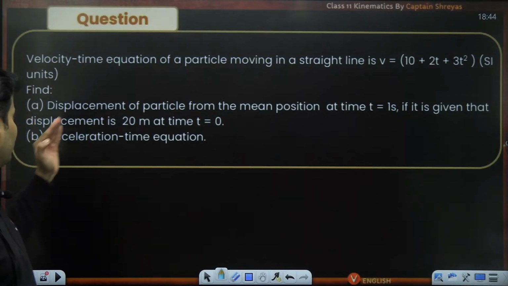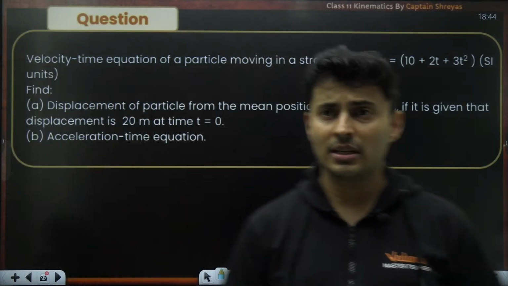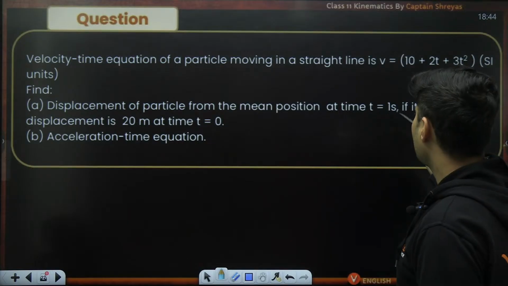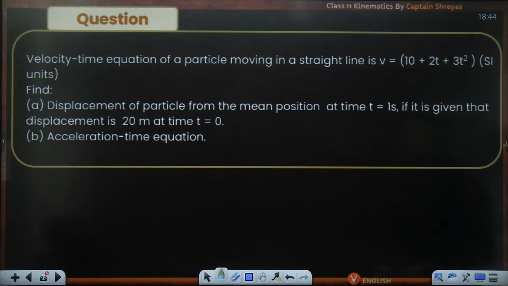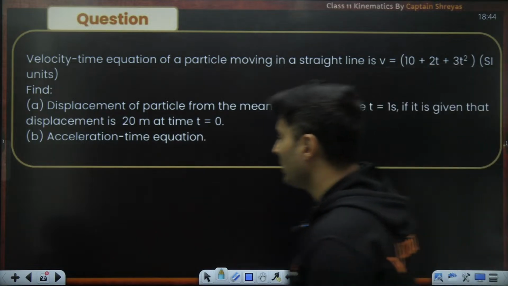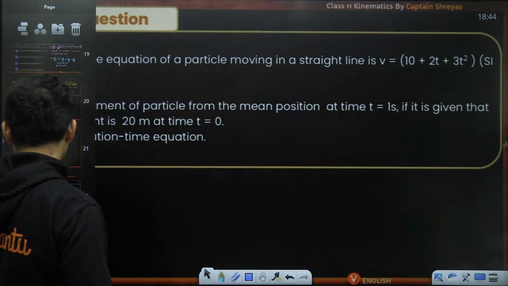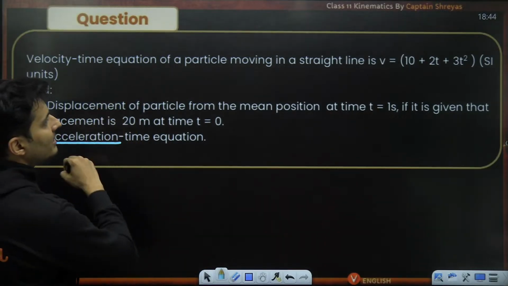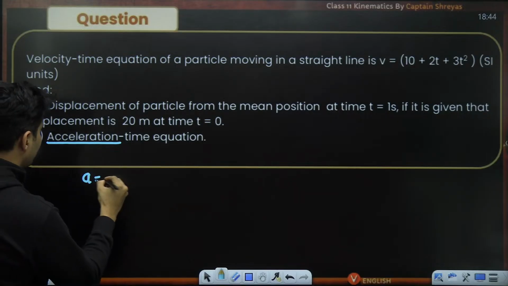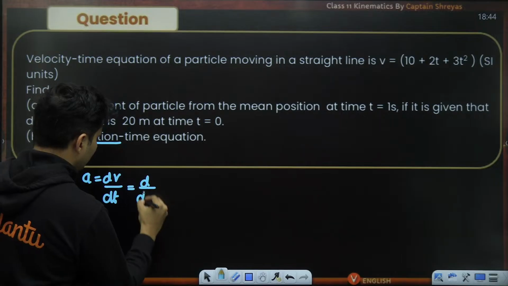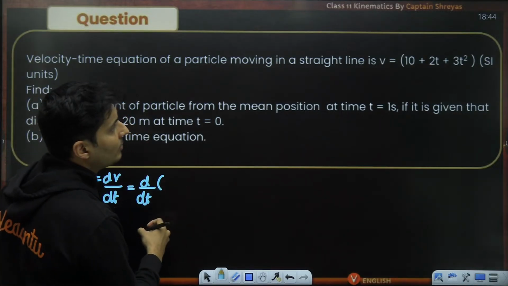Next one. Velocity time equation of a particle moving in a straight line is given. Find the displacement from the mean position at time equal to 1 second. If it is given that at 0 it is 20 meters, and acceleration time equation. Two things are there. Let's do one by one. I think finding acceleration is easier because velocity is given. Acceleration is the derivative of velocity. So it is just the derivative of velocity, which is how much?